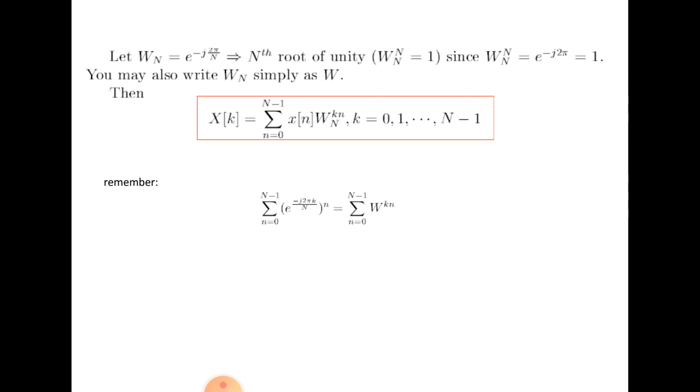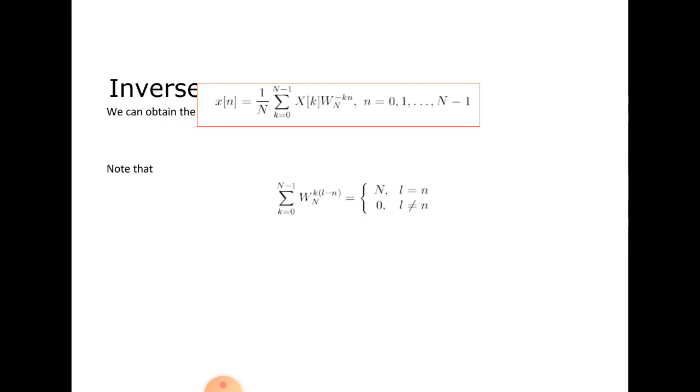So you may also write W_N simply as W, then X(k) is equal to the summation over n from 0 to N−1 of x(n) W^(kn), for k equal to 0 to N−1, which is the summation of x(n) e^(−j2πk/N) to the power n, equal to the summation over n from 0 to N−1 of W^(kn). And the inverse DFT is nothing but x(n) equal to 1 divided by N times the summation over k from 0 to N−1 of X(k) W^(−kn), where n is equal to 0, 1, up to N−1.